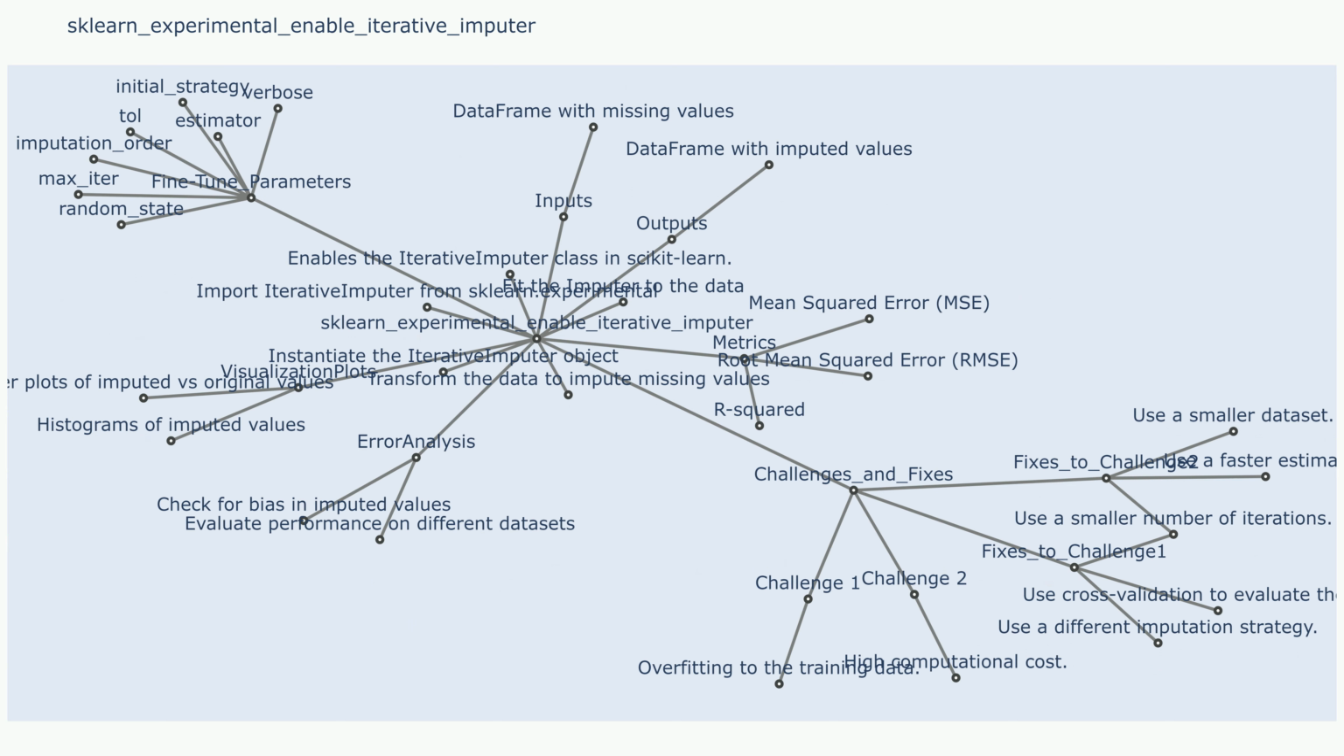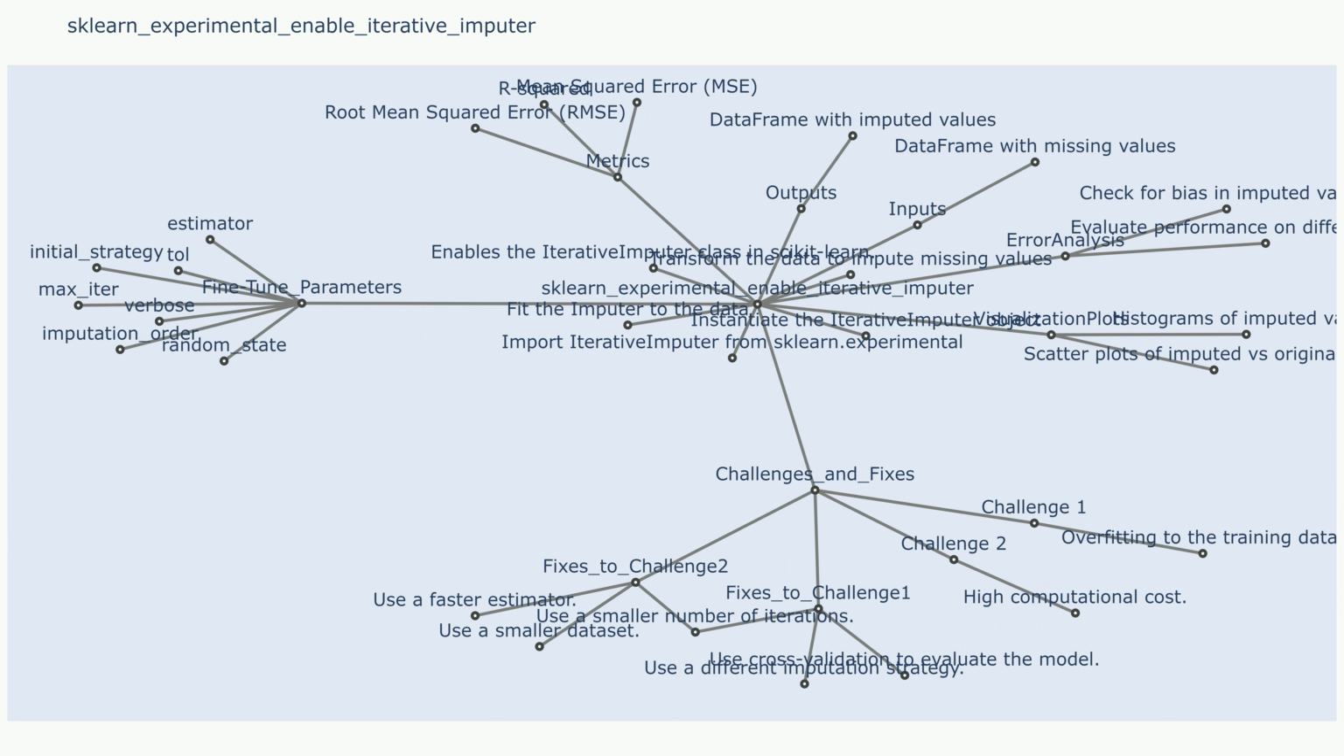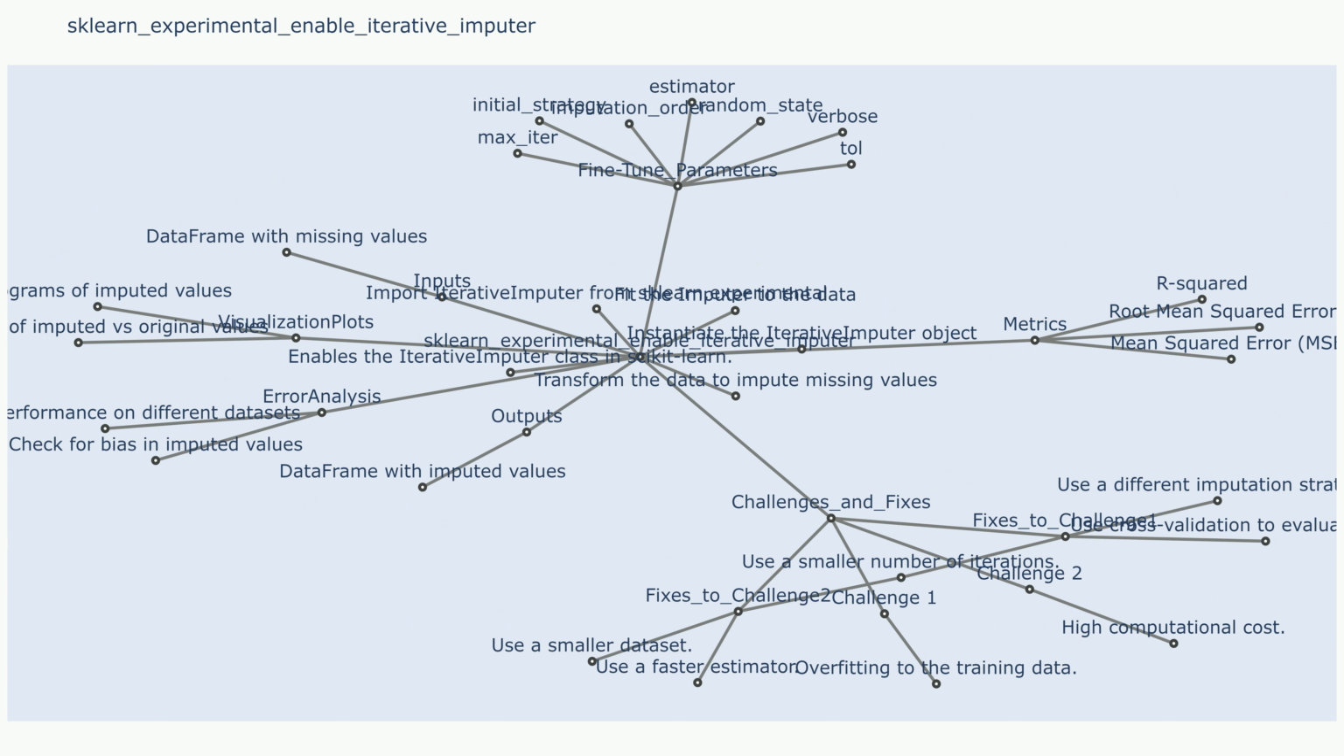Inputs. X. This is the input feature matrix containing missing values. It should be a NumPy array or a pandas data frame. Estimator. This parameter defines the estimator to be used for imputing the missing values. You can choose from various estimators like linear regression, Bayesian ridge, or decision tree regressor. Outputs. X imputed. This is the output feature matrix with the missing values imputed using the chosen estimator.